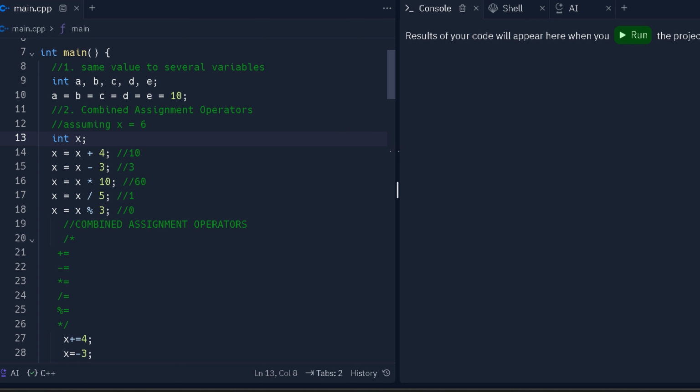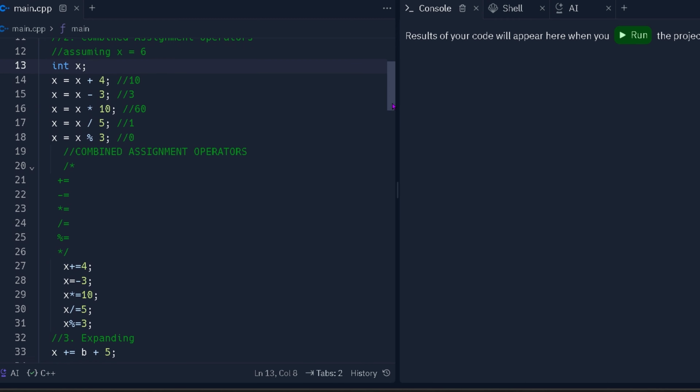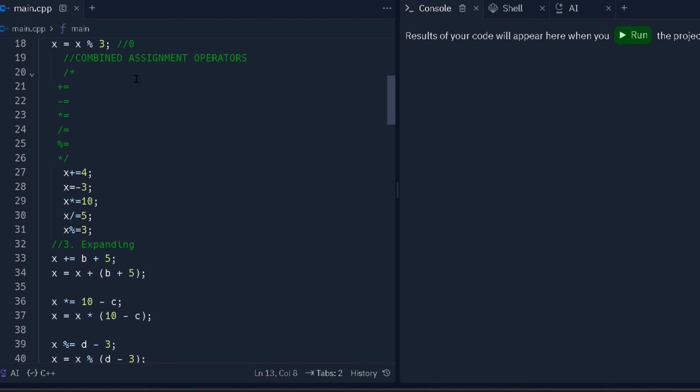Now for the bigger part, which is combined assignment operators. So if we scroll down a little bit, starting at line 19, we have all of these right here. If you haven't seen these before, it might look a little confusing at first, and I'm using them in examples right here. So basically how you would say this is x plus equals 4, x minus equals 3, x times equals 10, x divided by equals 5, and then x modulus equals 3.